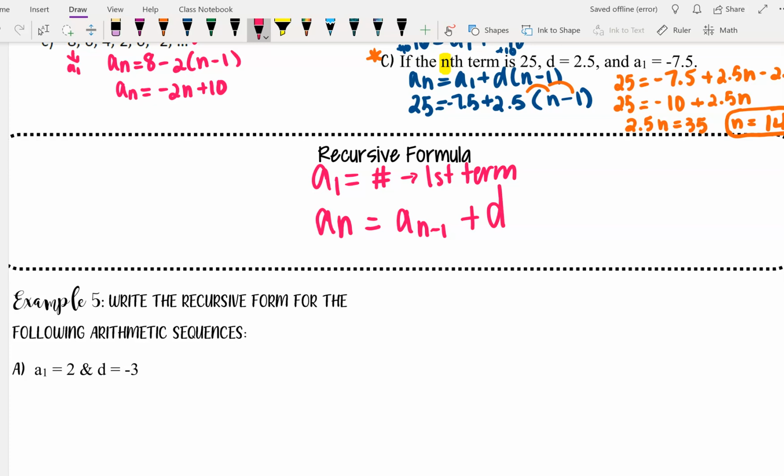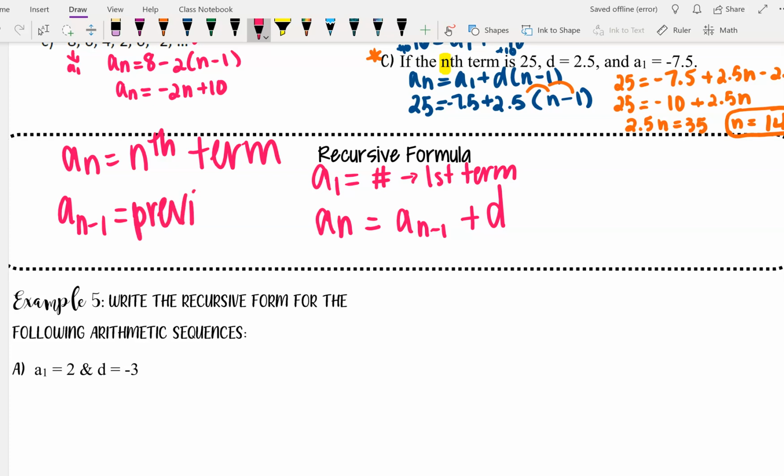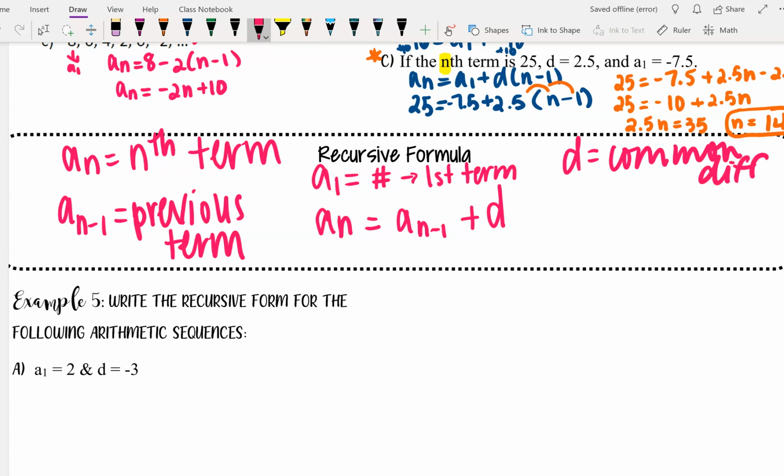So here, your a sub n still represents your nth term. A sub n minus 1, the whole thing that's little, represents the previous term. So in order to do this, you need to have your previous term, and you have to have your first term. And d is still your common difference.